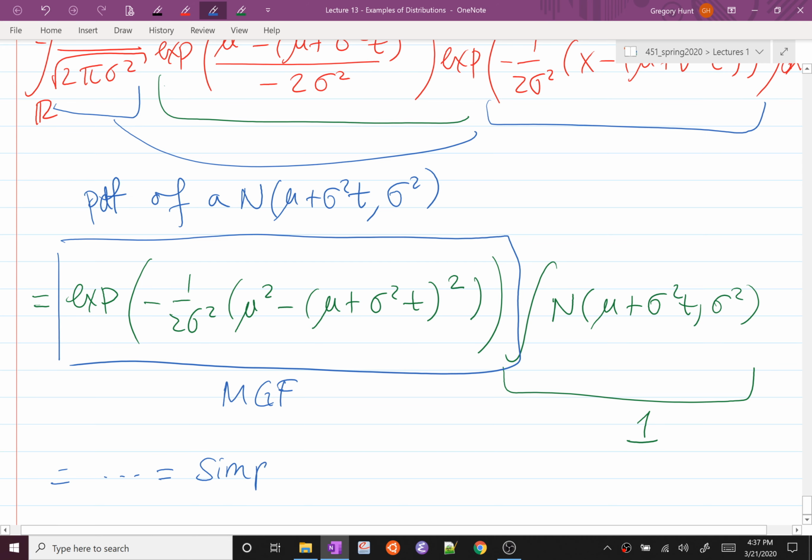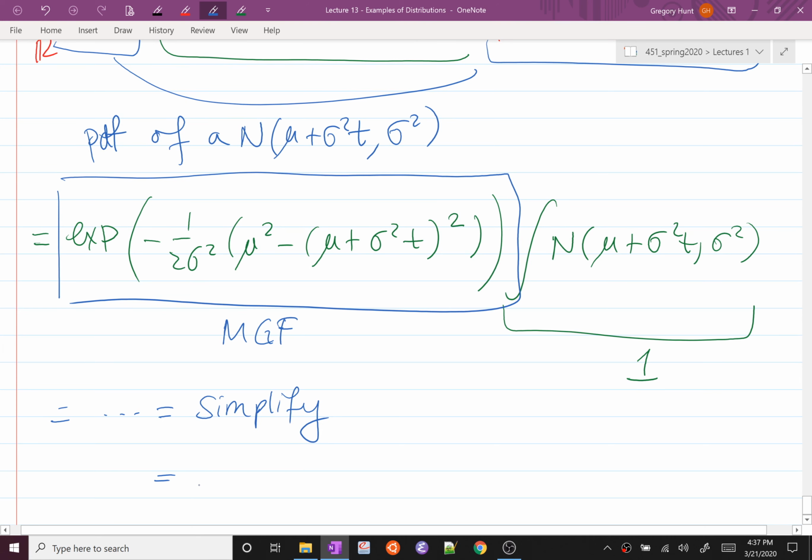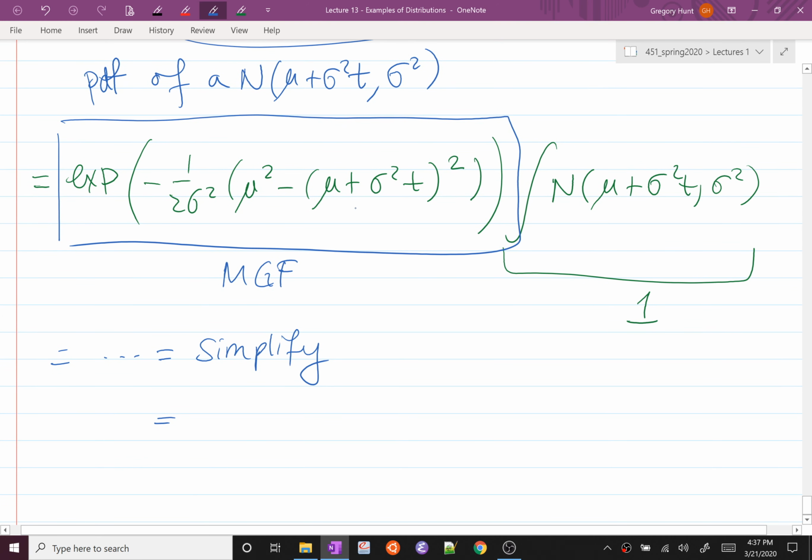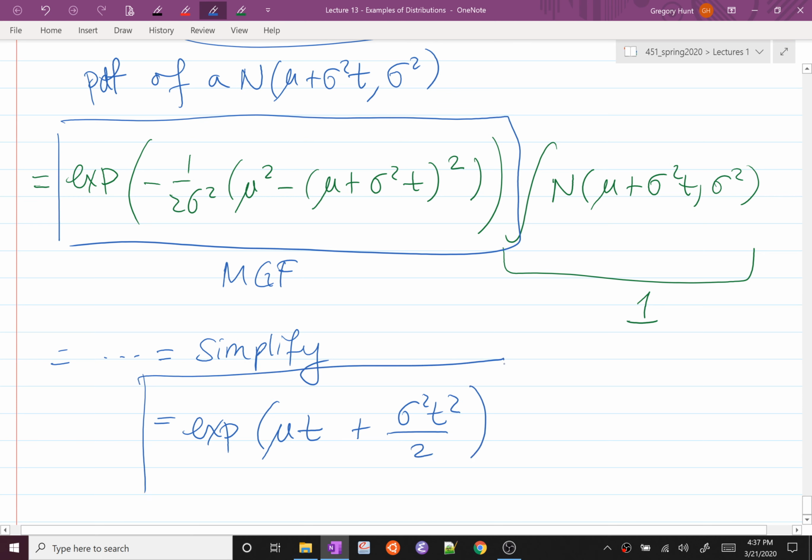which can be simplified. I'm just going to say simplify, you just have to expand things out and cancel some things out. What you'll get at the end of the day is actually quite simple. It's this. This is the formula you typically see if you look it up on, say, a Wikipedia page. It will be exp of mu t plus sigma squared t squared over 2.